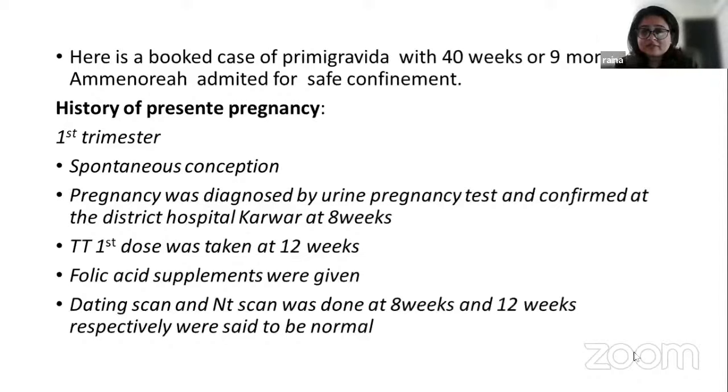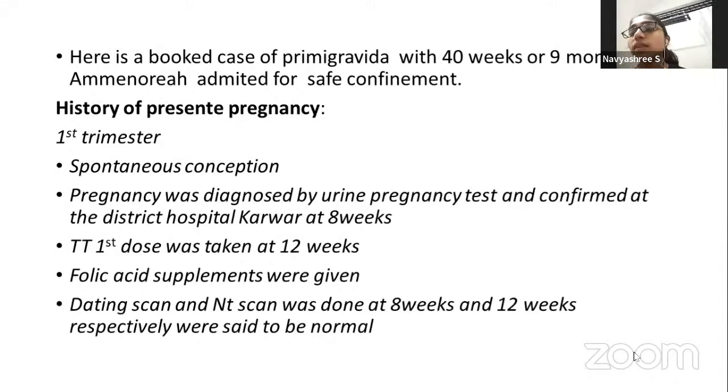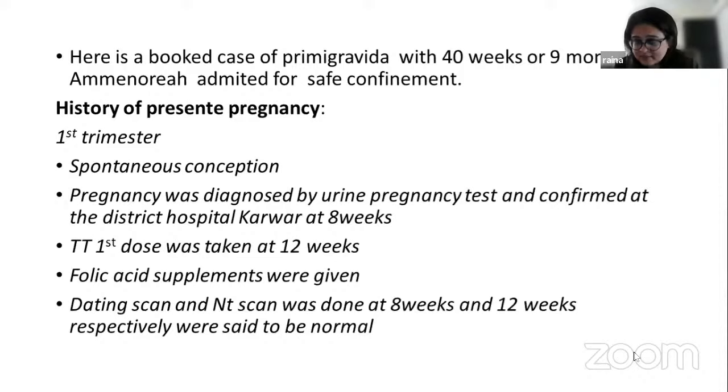Her previous menstrual cycles should be... Regular. Yes, if they're irregular, that means ovulation may not have occurred on the 14th day. So that will change her dating. So we have to ask the history of regular menstrual cycles and we have to confirm her LMP if the dating scan shows a disparity.